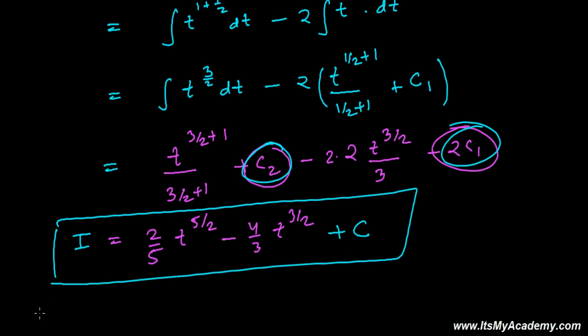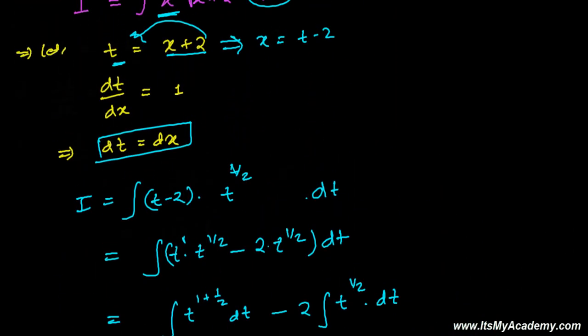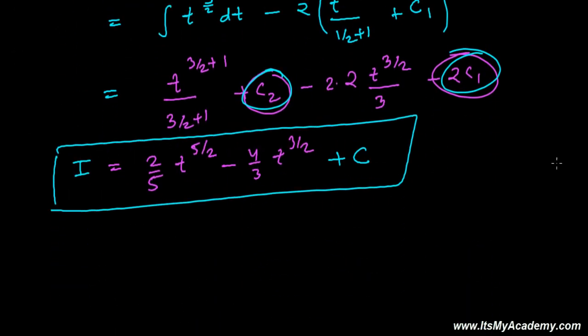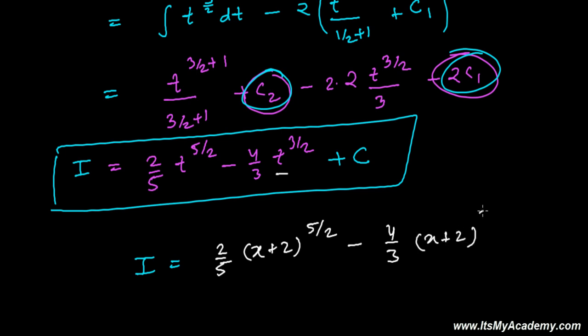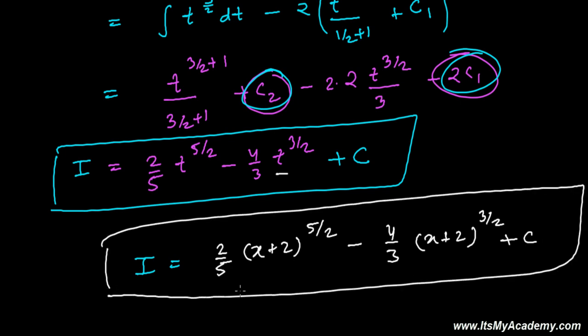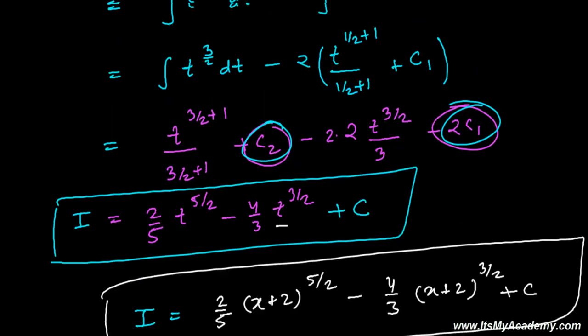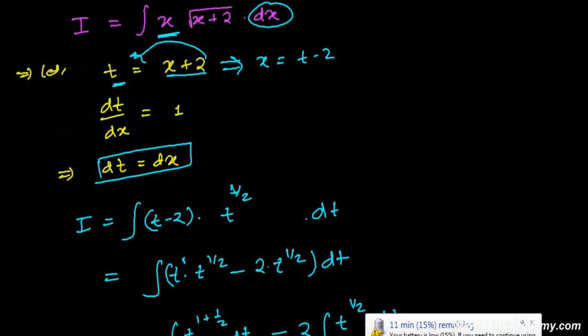And now the final step is left. It's the sixth step, by the way: replacing t. I'm going to substitute the value of t, that is x plus 2. So our final answer is 2 by 5 times x plus 2 to the power 5 by 2, minus 4 by 3 times x plus 2 to the power 3 by 2, plus some constant. That's it. This is the solution of our question, and we solved this indefinite integration by the method of substitution. The same process you need to follow everywhere.